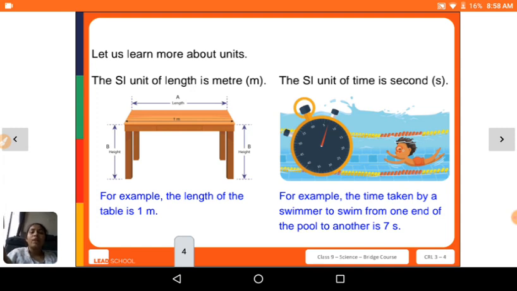To find out time, we measure in seconds. For example, the time taken by a swimmer to swim from one end of the pool to the other end is 7 seconds. So the SI unit of time is second.